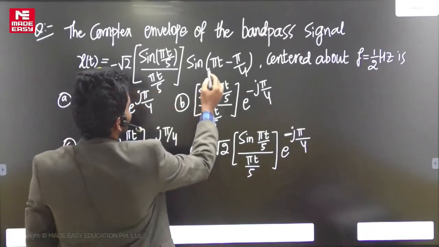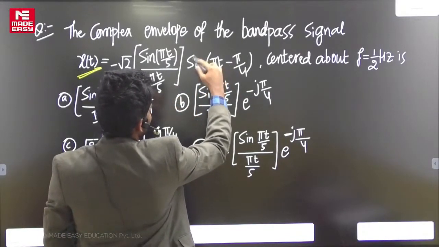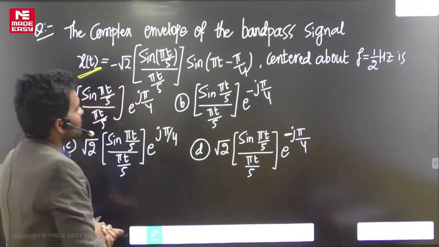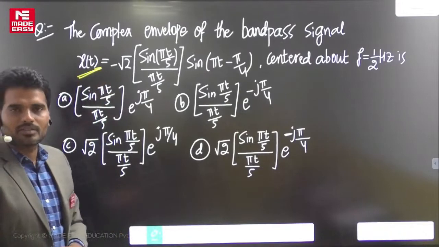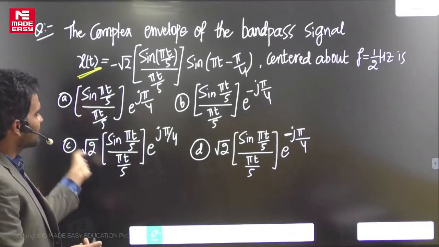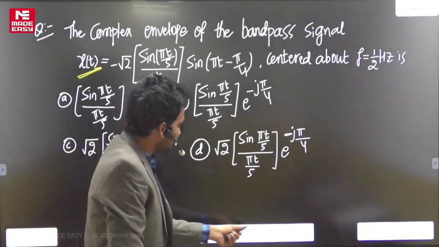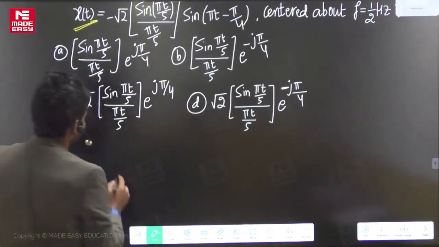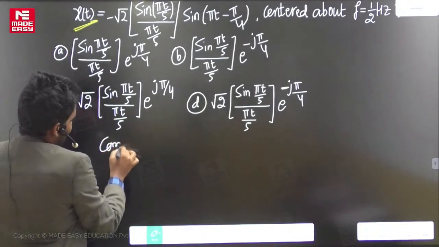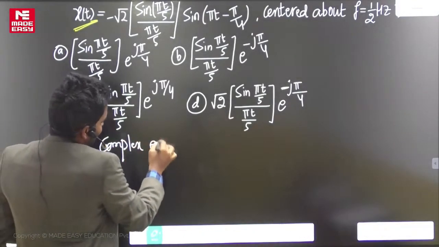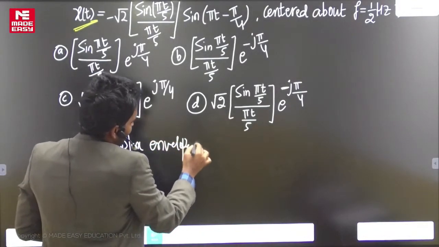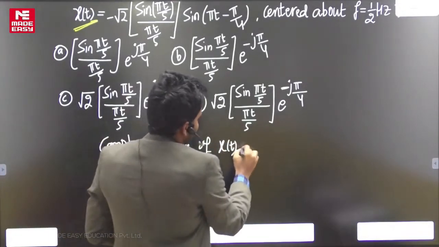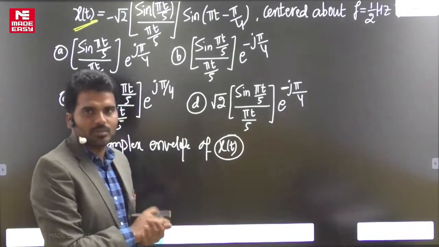So what is the center frequency here? It is a sinusoidal signal having the frequency half hertz, 1 by 2 hertz. For this bandpass signal we have to find the complex envelope, and some options are given here. So let me give you some formulas first. If you take a bandpass signal x(t), for that bandpass signal, the complex envelope of x(t).